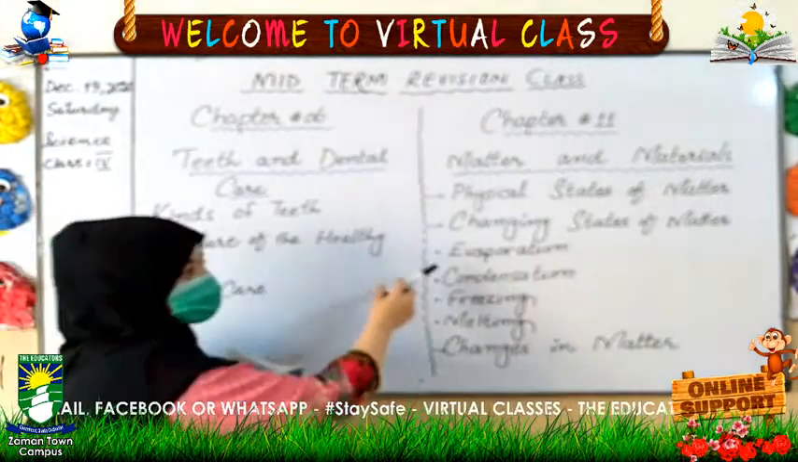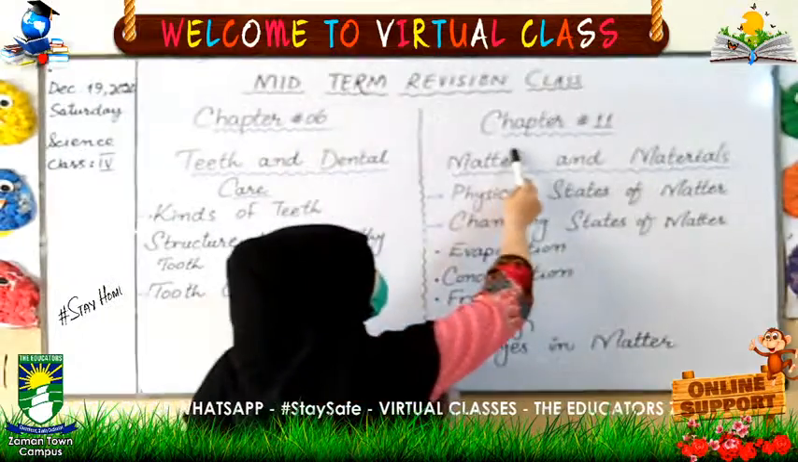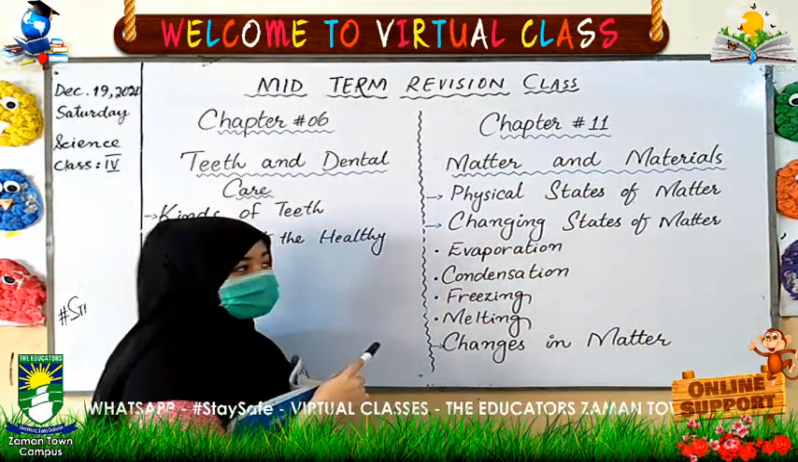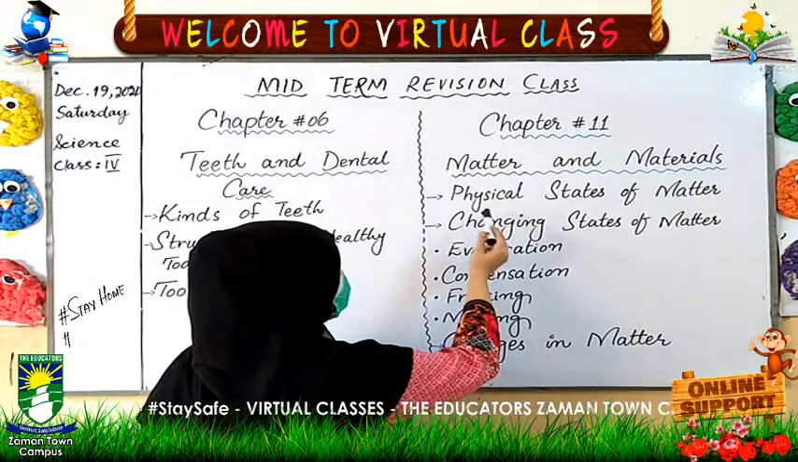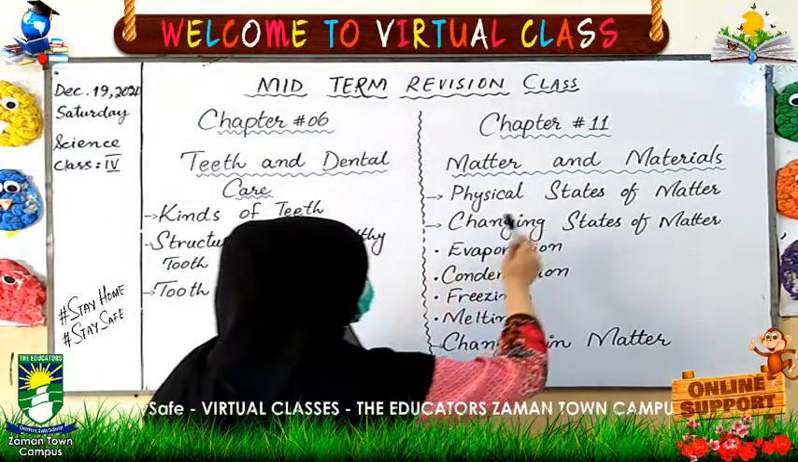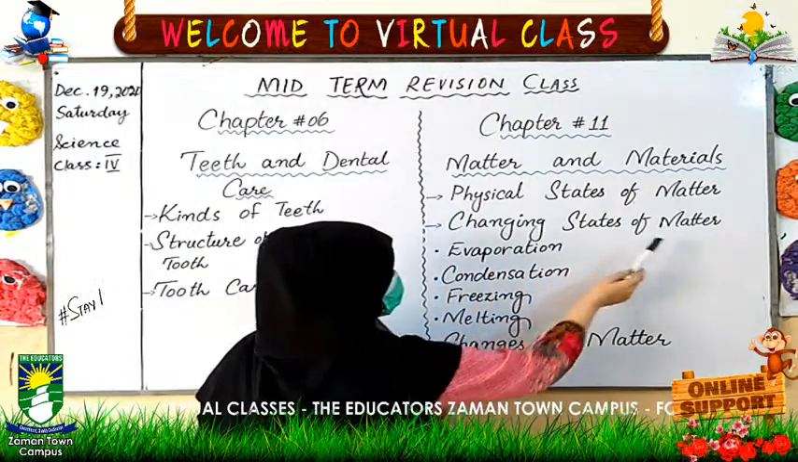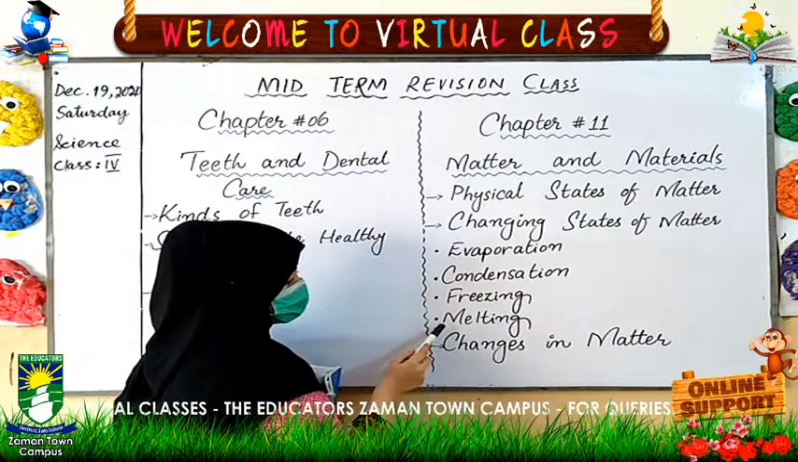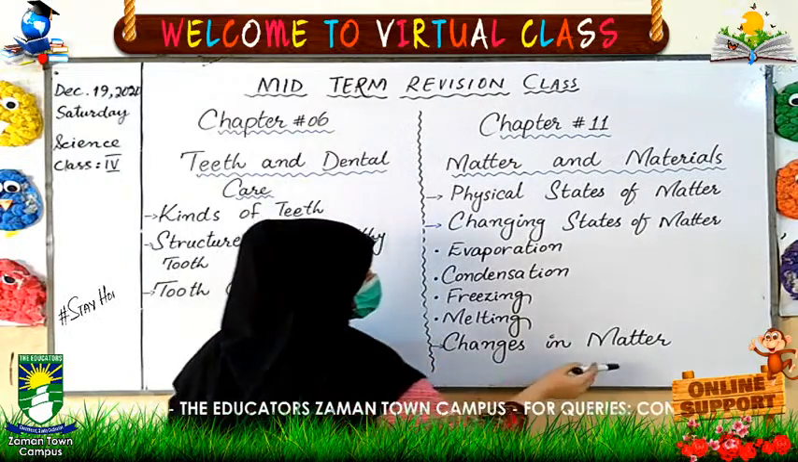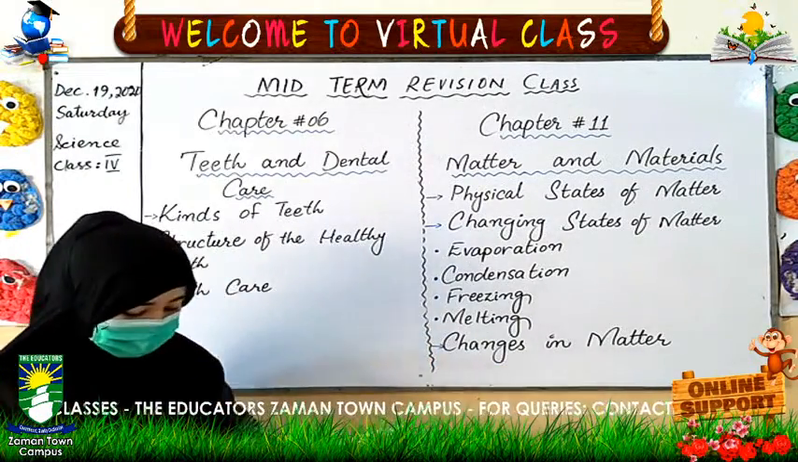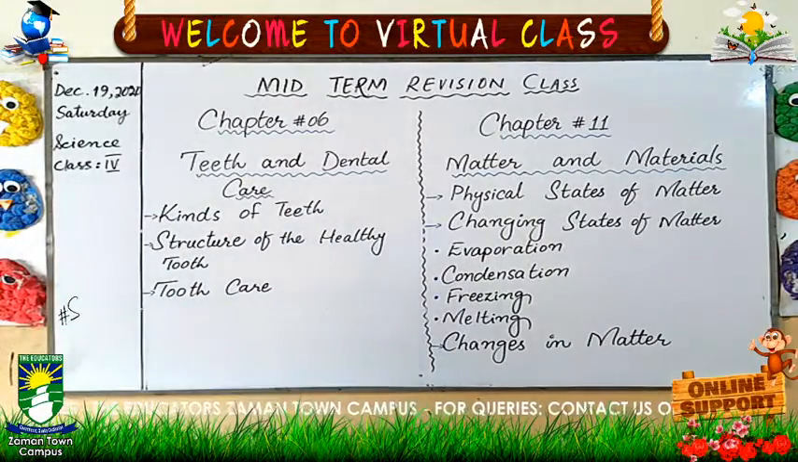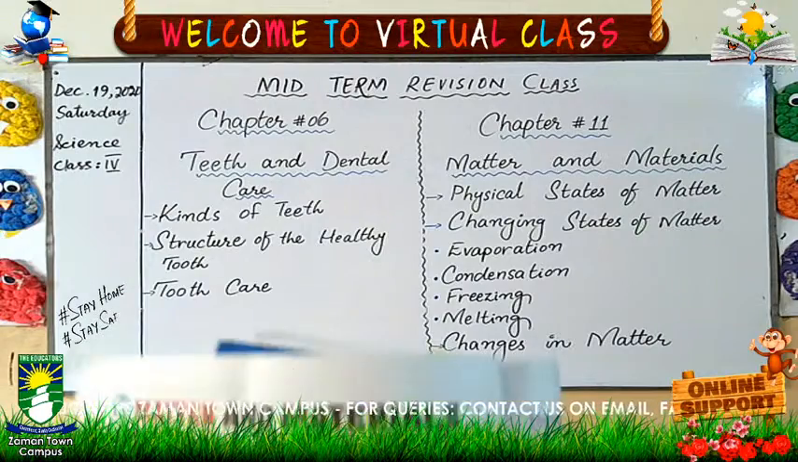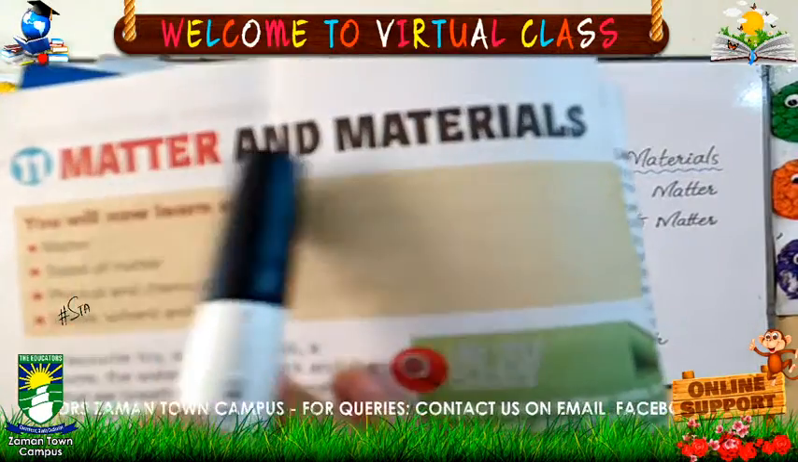Now come to the next chapter, chapter number 11, matter and materials. In this chapter we are going to revise the physical states of matter, changing states of matter, evaporation, condensation, freezing, melting and changes in matter. Now come to page number 96, where we have the chapter matter and materials.